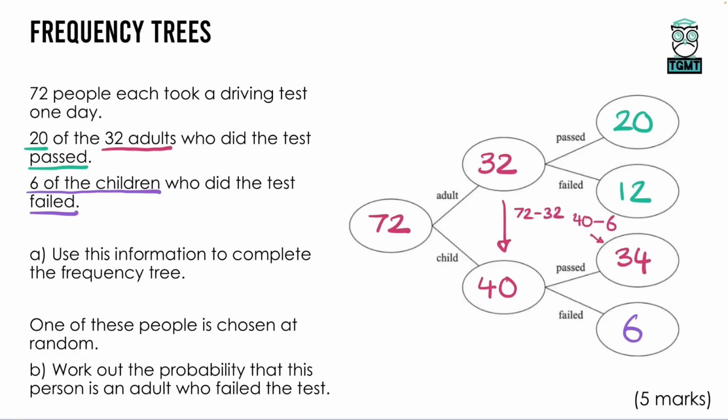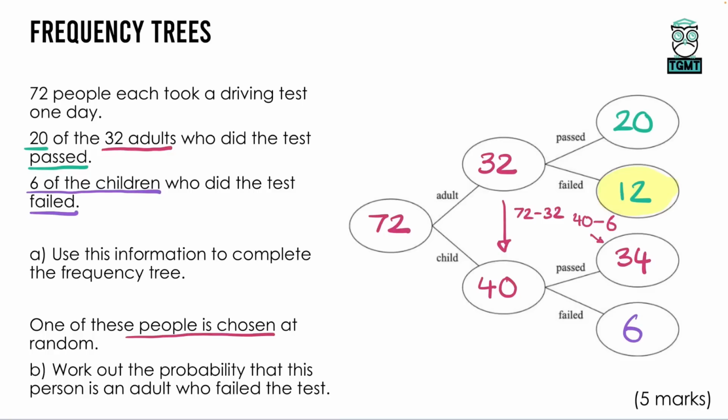It says one of these people is chosen at random. Work out the probability that this person is an adult who failed the test. Now if we find that part, the adults that failed is this box just here. So there are 12 adults that failed. One of the people is chosen.